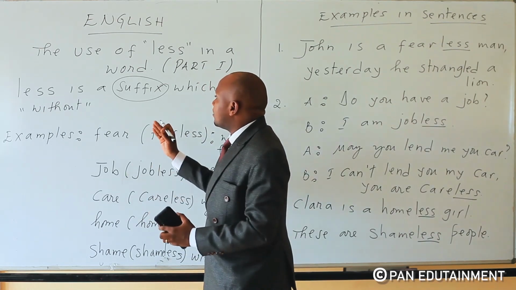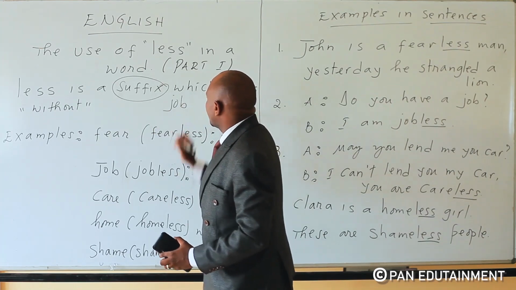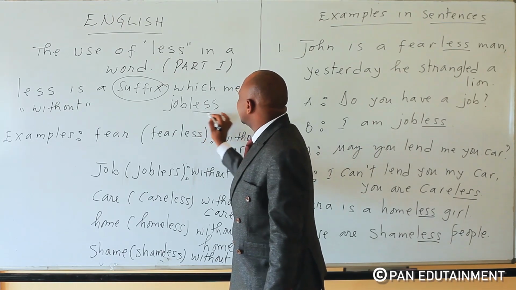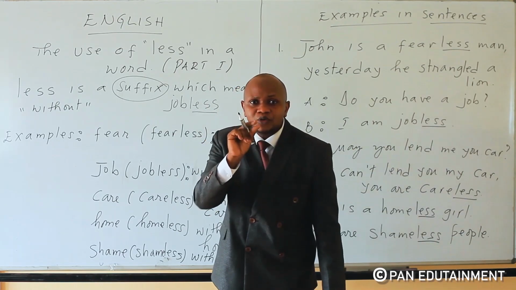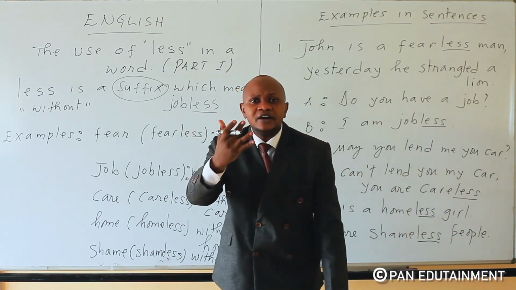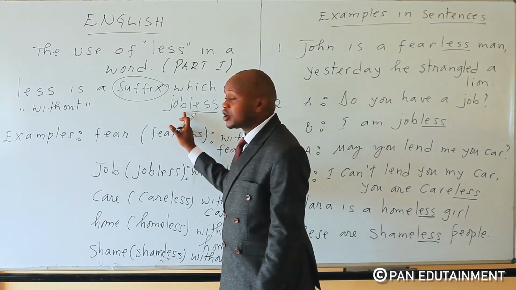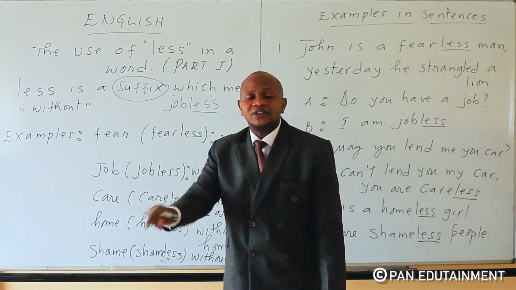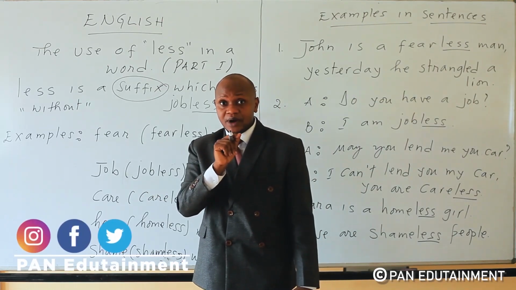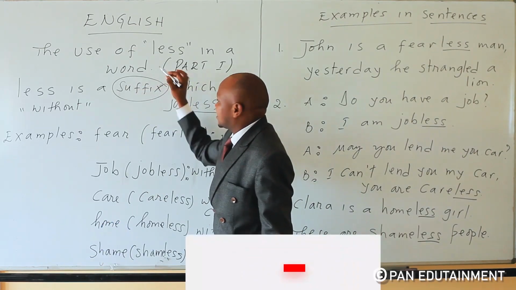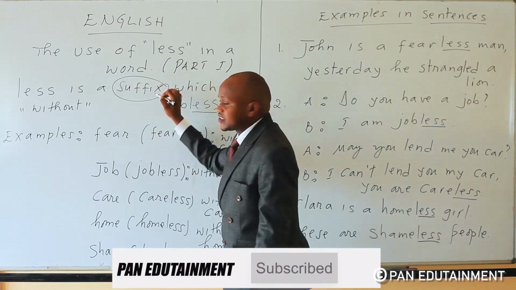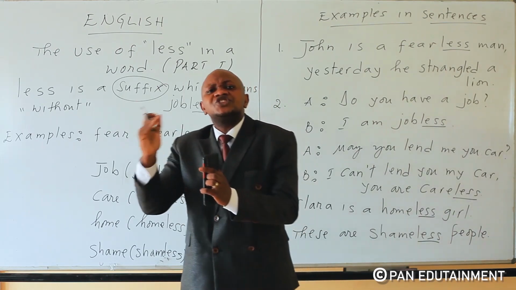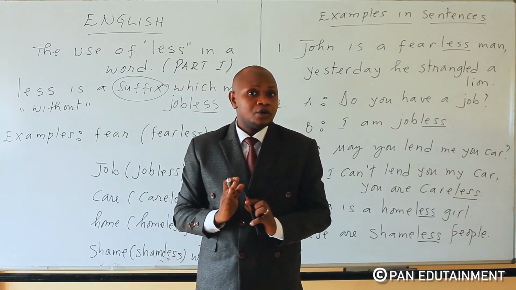Nk'ubu, niba mfite ijambo, for example job, ni ijambo, but when I put this word less, ni morpheme, ni akajambo tugiye kongeraho kagiye guhindura ubusobanuro bw'ijambo twari dufite. For example job, muzi ko ari akazi, but when I say jobless birahita bihinduka umuntu utagira akazi. That's what we are going to be talking about. I've been explaining to you suffix. Nashakaga kubereka suffix ni iki. Suffix ni akajambo gato wongera ku rindi jambo ku buryo gahindura ubusobanuro bw'iryo jambo.